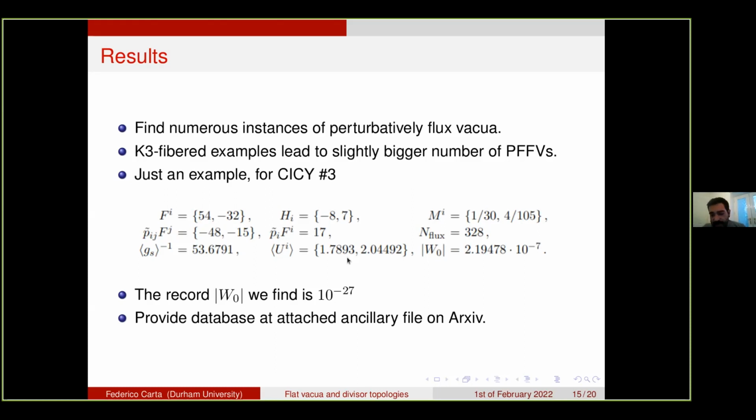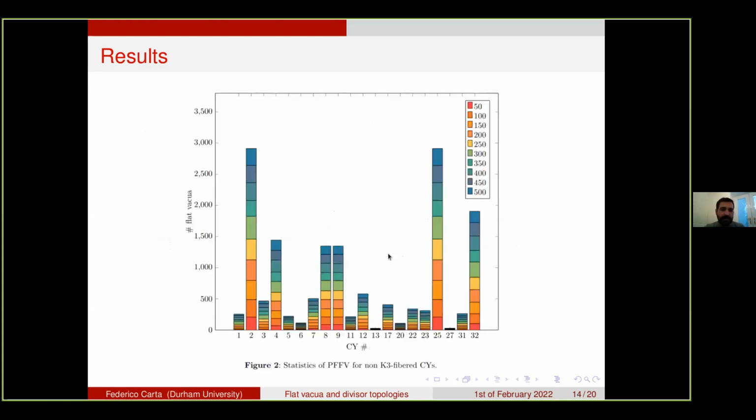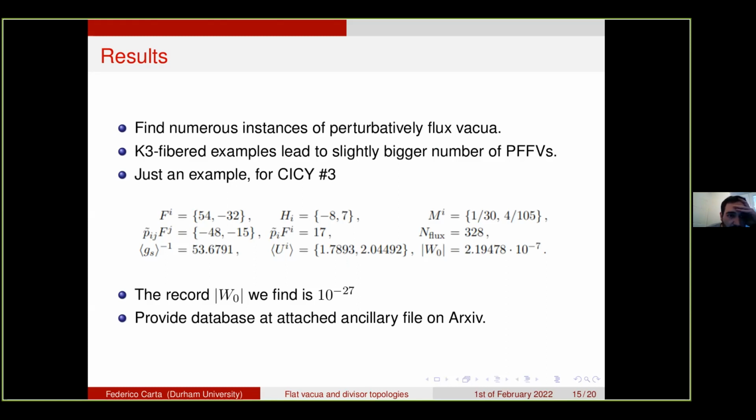We provide a database as an attached ancillary file on arXiv, and we give all the details for these possible vacua that we find. So very good. That was essentially three quarters of my talk.